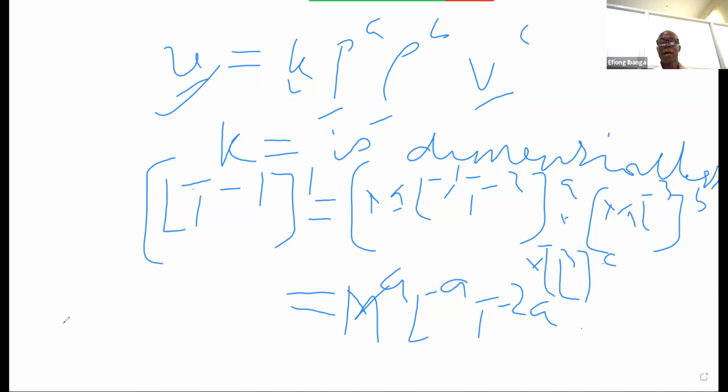Then the next thing is, we are finished with that. The next one is ML to the minus 3. So this is going to give M raised to power B, L raised to power minus 3B. Then finally, we have L raised to power 3C. All right? So we multiply that. So this is the first one. If we multiply all of these, I'm going to have M raised to power A. Of course, when we have the same bases, we add the indices. Is that correct?